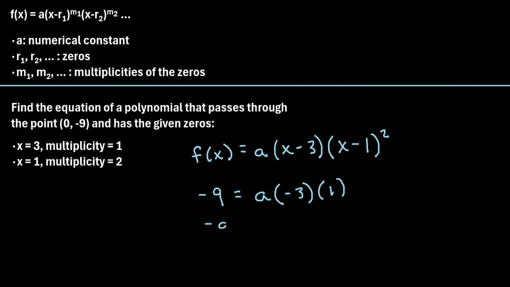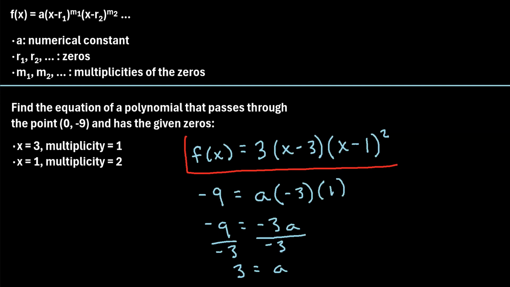So we'll say negative 9 is equal to negative 3 times 1 times a, that's negative 3a. To solve for a, we can divide both sides by negative 3. And we'll find that a is equal to negative 9 divided by negative 3, which is a positive 3. So for a up here, we're going to write a 3. So this is our final answer.